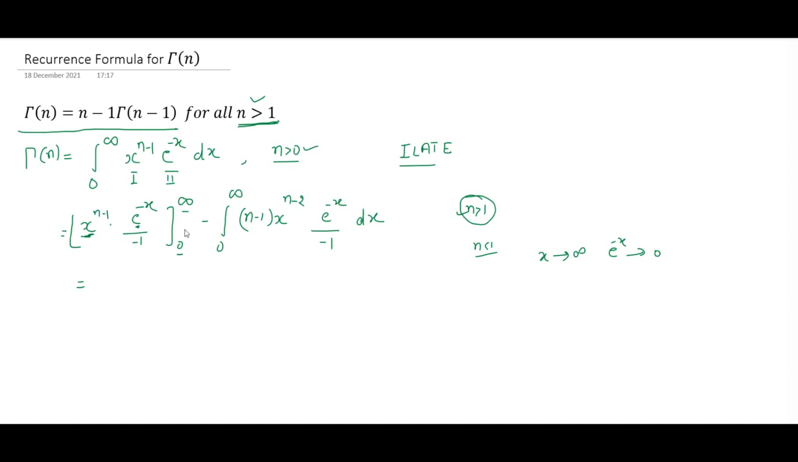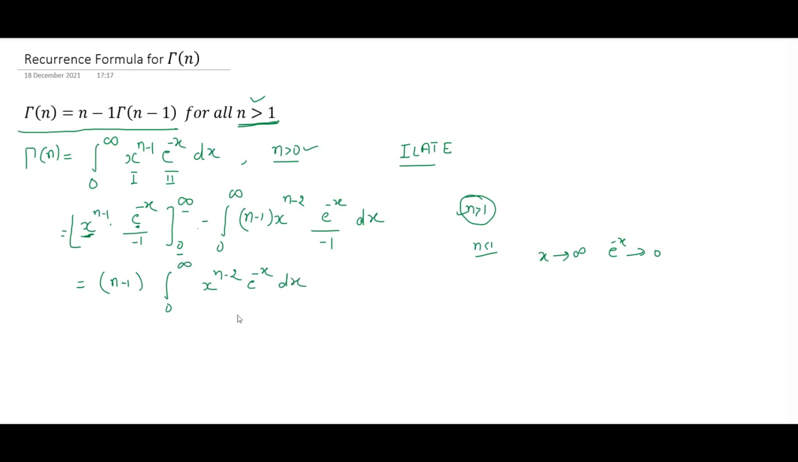Okay, so if you put x is equal to infinity, then you get 0, and when you put x is equal to 0, also then you get 0. So it means in putting both limits, this expression goes to 0. It means this expression vanishes. So the remaining portion is n minus 1 with positive sign, because minus 1 and minus 1, that is positive, integral 0 to infinity x raised to power n minus 2 e raised to power minus x dx.